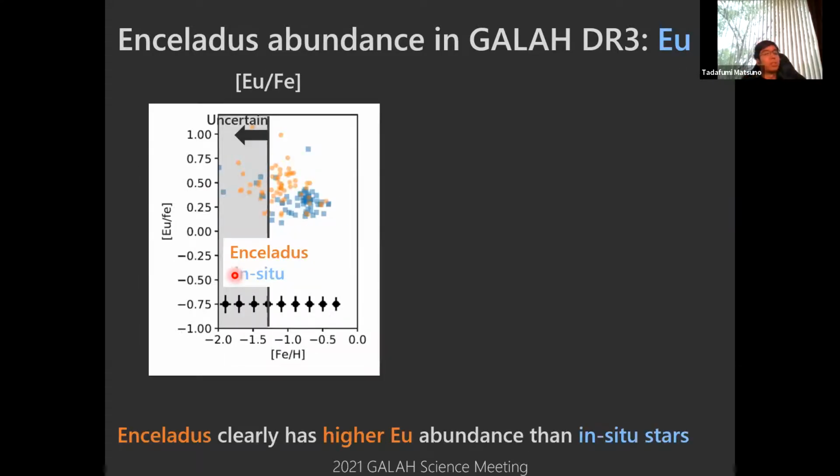We now move on to europium. This is what we have with the GALAH dataset about europium over iron, plotting europium over iron as a function of metallicity. It seems to be clear that the Gaia-Enceladus stars have a higher europium over iron compared to in-situ stars.